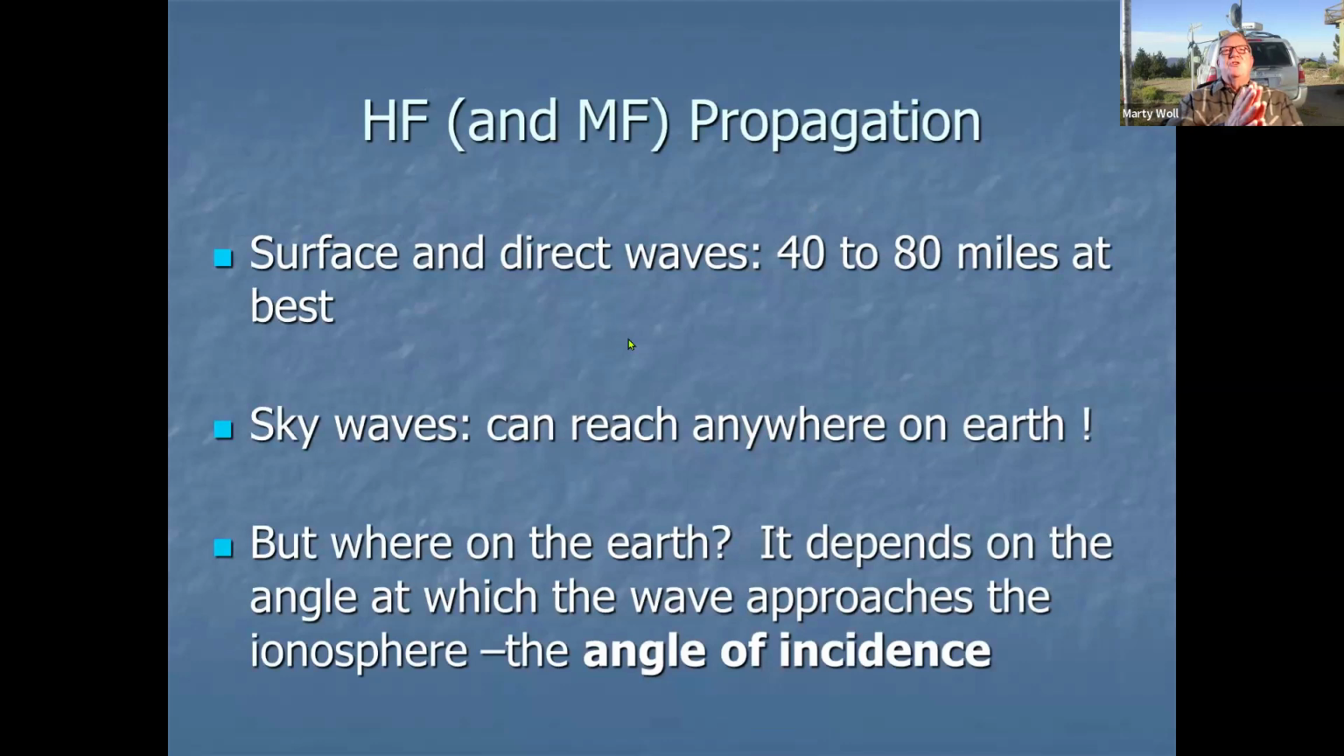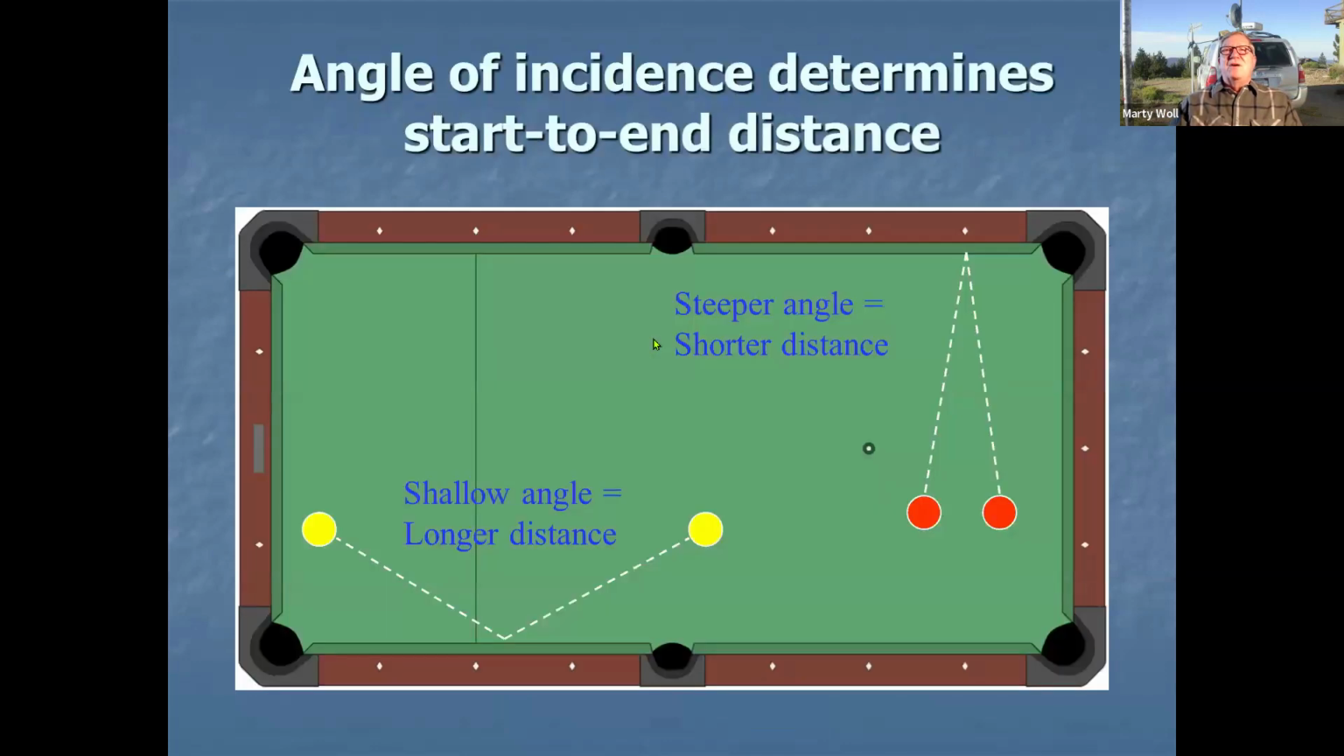So HF, you've got surface or direct waves, and about the most you'll do there is somewhere between 40 and 80 miles, depending on the band. And those will be interrupted by terrain. Now, sky waves, on the other hand, can reach anywhere on Earth. How do they do that? Well, and where do they do that? That really depends on the angle of incidence. What direction is being favored, and what is refracted? What's the ionosphere doing?